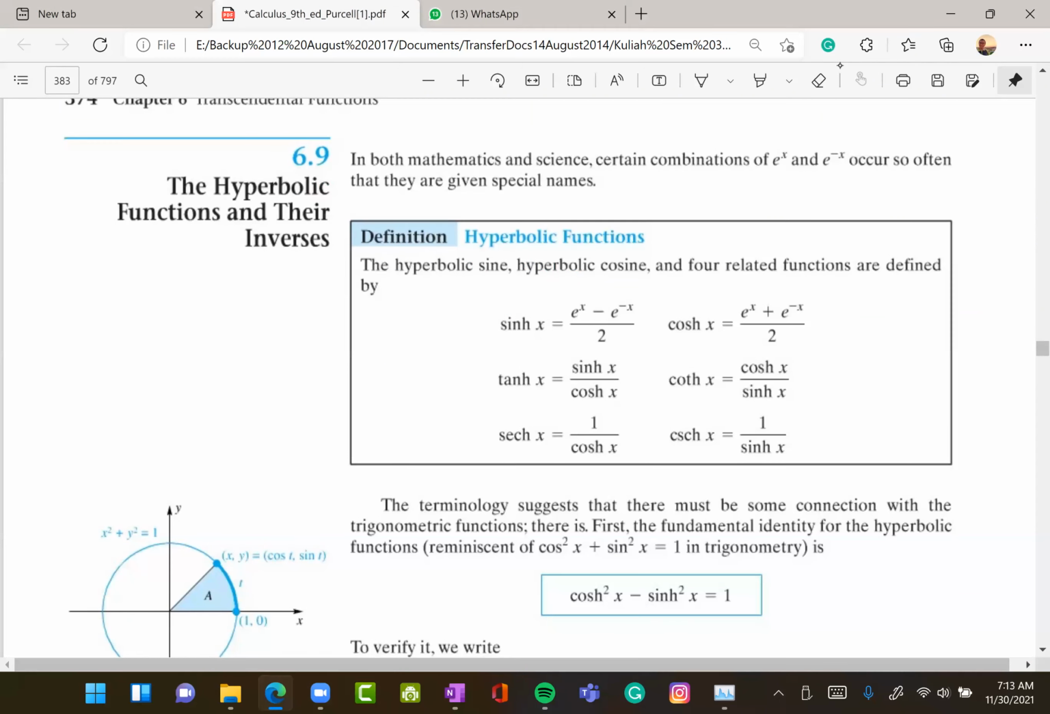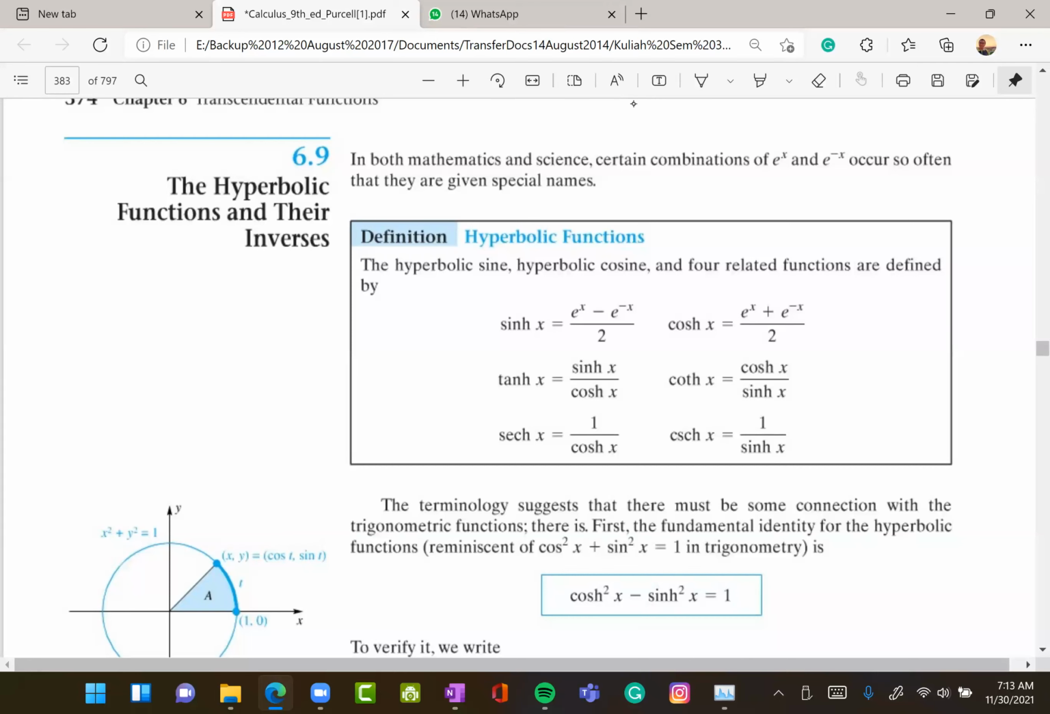So this is what we call the hyperbolic functions. It's pretty much like trig because we have cosine hyperbolic, sine hyperbolic. That H corresponds to what you call hyperbolic. So these are hyperbolic versions of the trig. You have tangent hyperbolic as well as cotangent hyperbolic, secant hyperbolic, cosecant hyperbolic. So the way we define it, the only difference with the trig function is this.